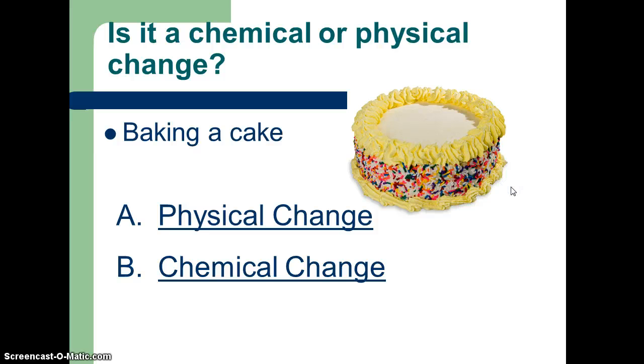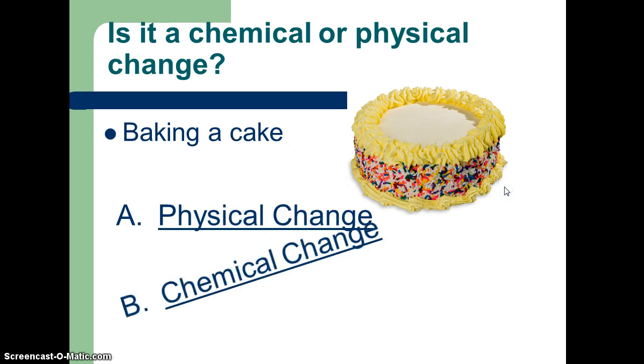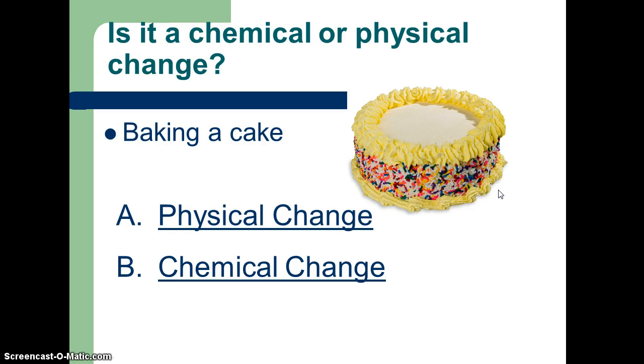Next one is baking a cake. So what you should ask yourself is, can you get the ingredients back? Can you get back the eggs? Can you get back the flour? No, you can't. So it's going to be a chemical change because physical changes are reversible and chemical changes are not.